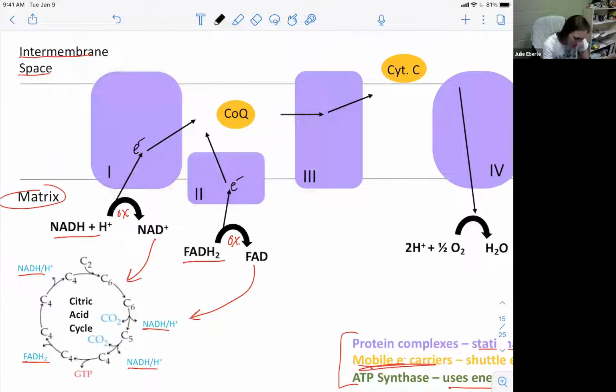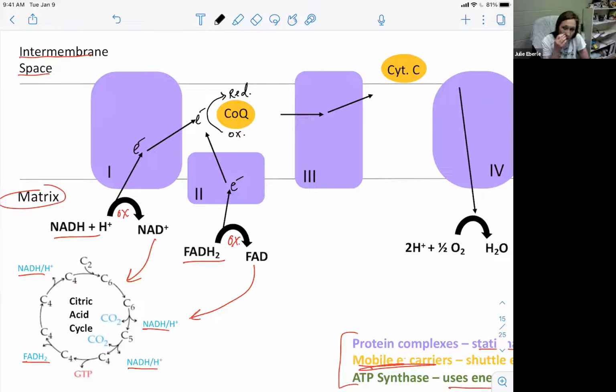Complex 1 and complex 2 are going to now receive the electrons from our reduced coenzymes. They're immediately going to be given to the first electron mobile carrier. At first, this mobile carrier is sitting in its oxidized form, but when it picks up the electrons, it's going to be now reduced. Remember, the gain of electrons, we call that reduction. The loss of electrons, we call that oxidation. So a bunch of redox reactions. This electron transport chain is just a series of redox reactions.